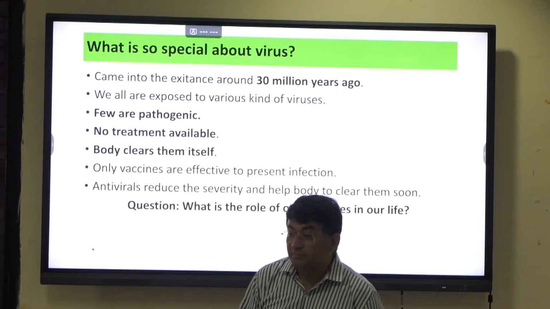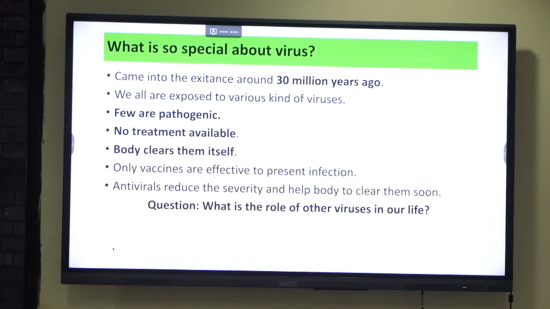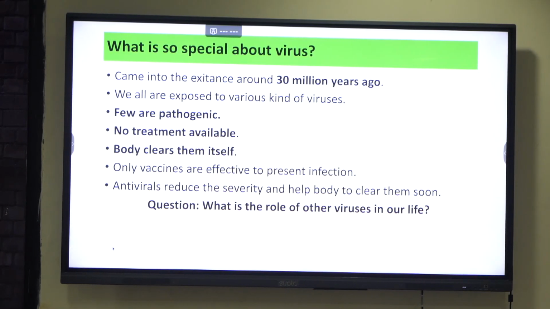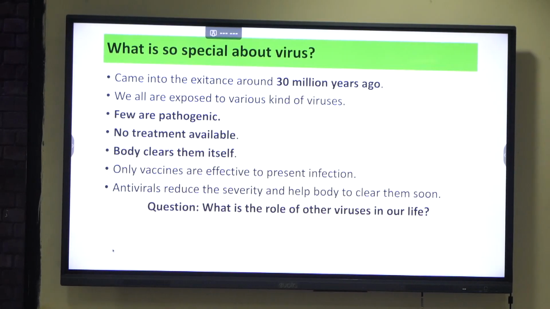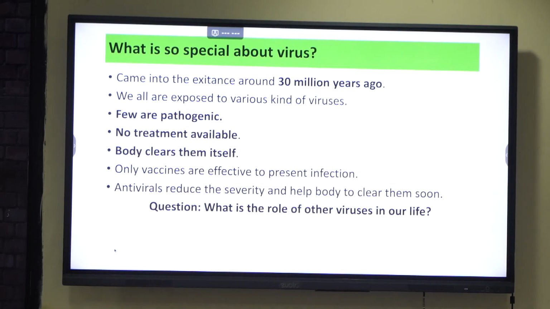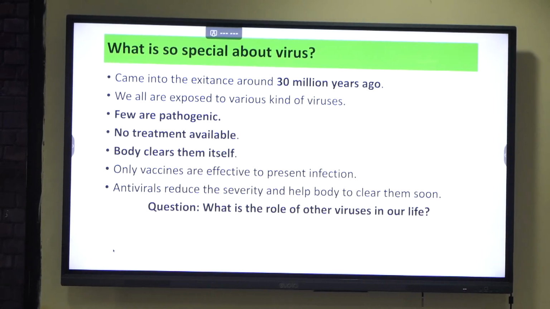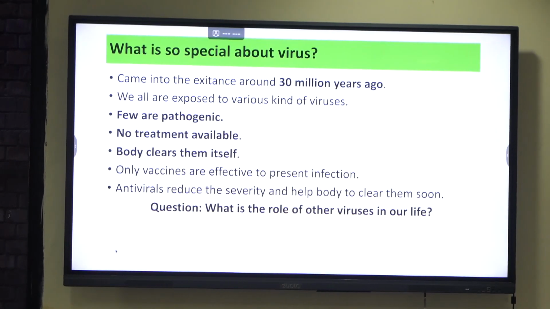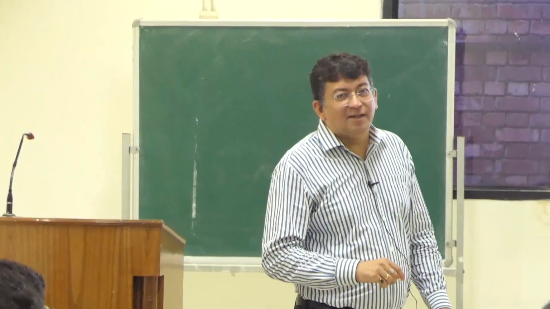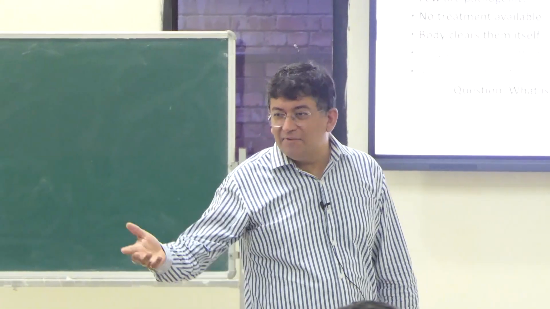Anyway, what is so special about the viruses? First thing we should know is that they came into existence around 30 million years ago. It's long back. We are all exposed to various kinds of viruses, as I said, 10 to the power 31. We breathe viruses, we eat viruses, whatever activity we are doing, we are exposed to viruses, right? We agree with that. Only a few are pathogenic, because if there are so many viruses and only 5000 are causing infection, then only a few viruses are causing infection, right?